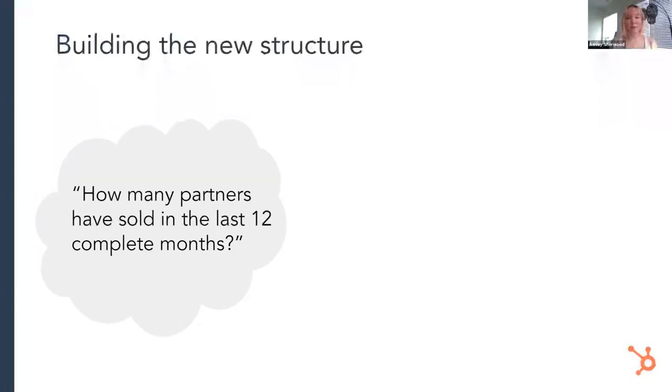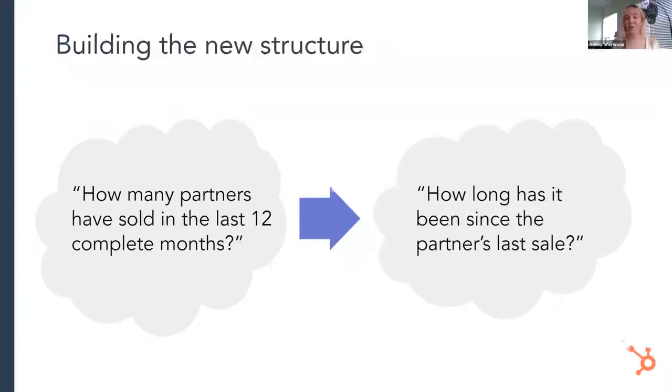So in this case, we really needed to get to the foundation of this question. How many partners have sold in the last 12 complete months? The underlying question there is actually, how long has it been since the partner's last sale? This lets us answer not only the given question, but also what I like to call adjacent questions, which are the other questions that are right there next to it, that are next off your tongue as soon as you start talking about it, but that you might have missed in the initial conversation if you were so set on getting the first question defined.